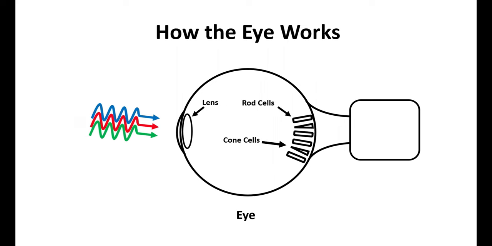Something interesting happens when multiple light rays of different wavelengths hit the eye at the same time. When this happens, all three types of cone cells are stimulated and send signals to the brain simultaneously. The brain then has to do its best to interpret the color. In the case of red, blue, and green, the brain interprets this as white.